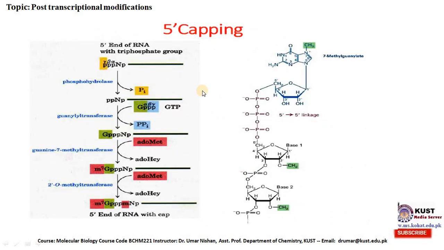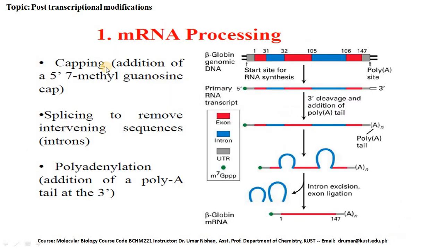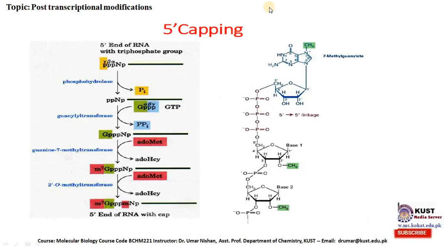So how does this happen? Now we talk about this. Now 5' capping. You see here these three processes: capping, splicing, and polyadenylation. We talk about the details of these individual processes. This slide shows the overall process, but now we go into more detail and see how all this is happening.